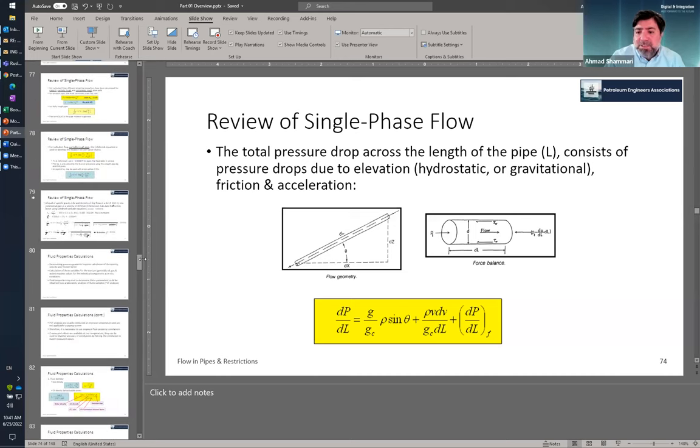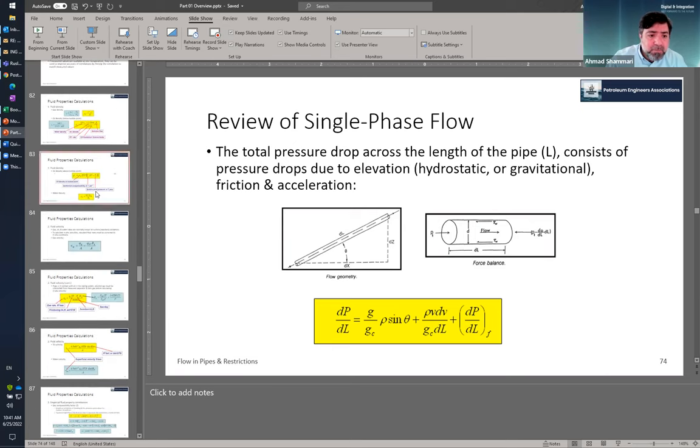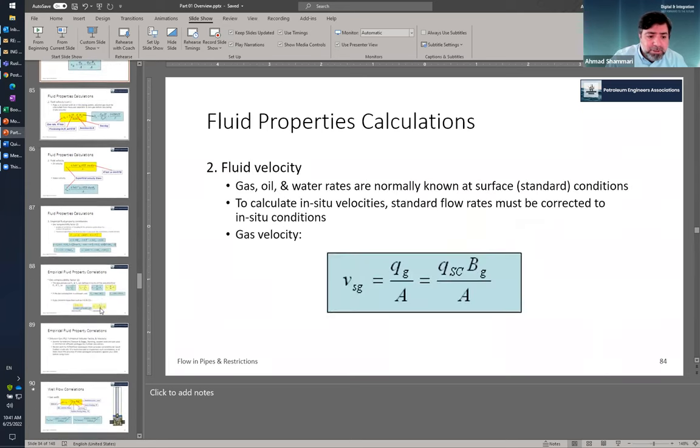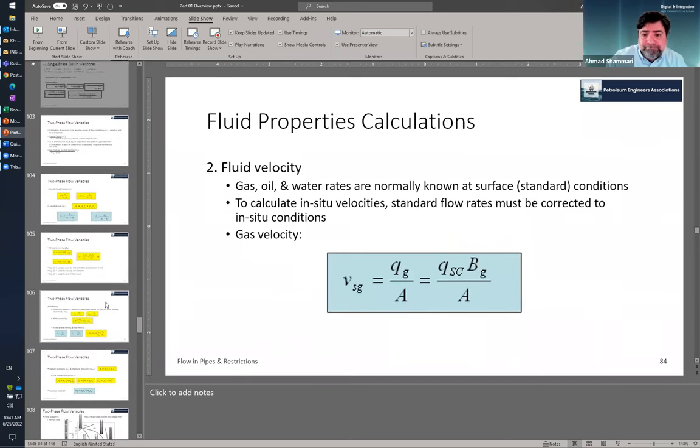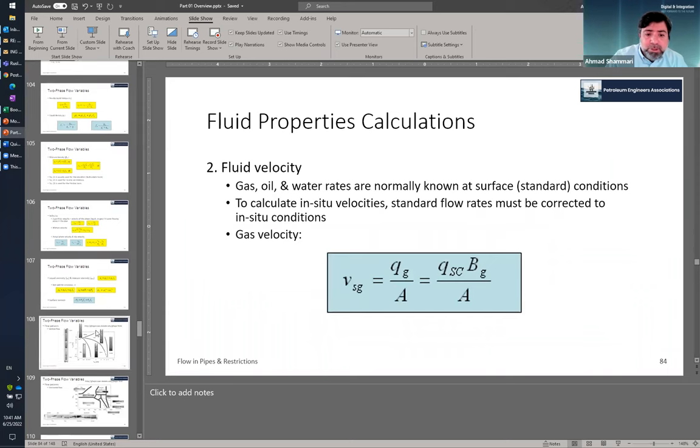We said that the holdup is the volume of the liquid divided by the overall, or the cross-section of the pipe occupied by liquid divided by the total area of the pipe. And we looked into the different properties. With that, I think we're done.